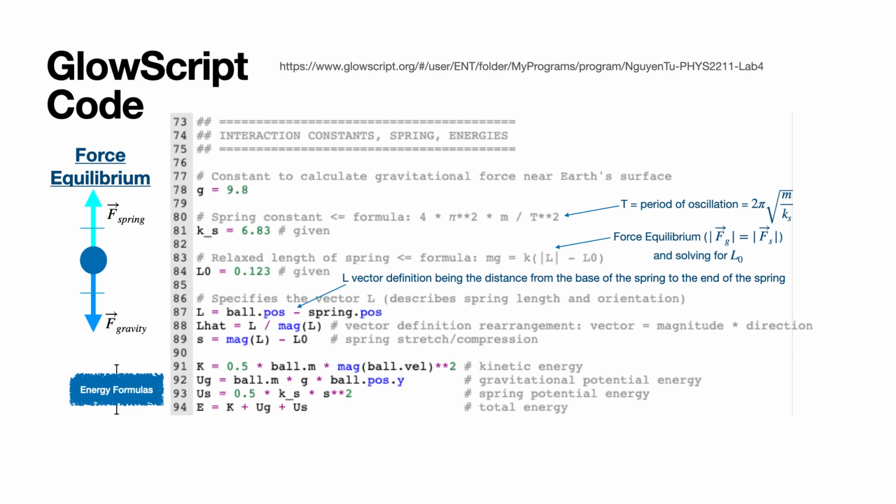Of note, the spring constant was given but calculated by solving for k in the period of oscillation formula to get that k is equal to 4 times pi squared times the mass divided by the period of oscillation squared. Also, the relaxed length of the spring was given but found by solving for L0 at the force equilibrium point where the force of gravity is perfectly balanced out by the force of the spring.